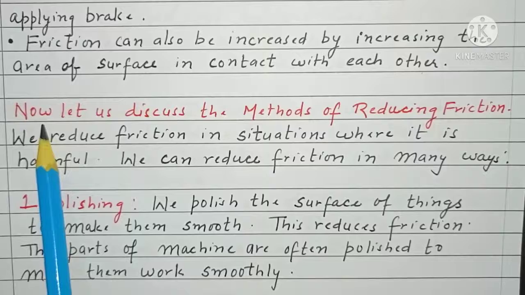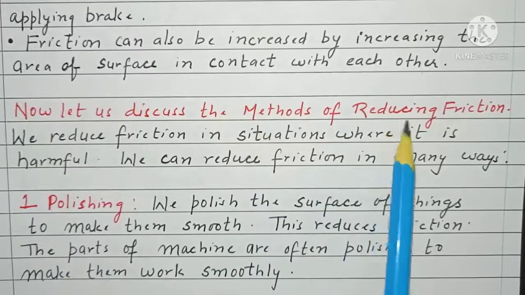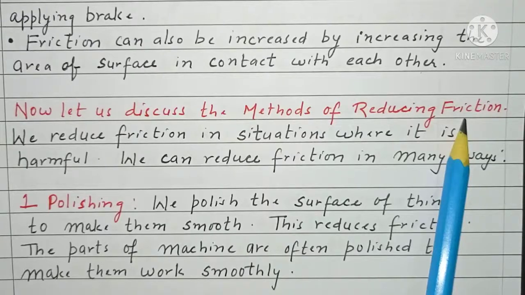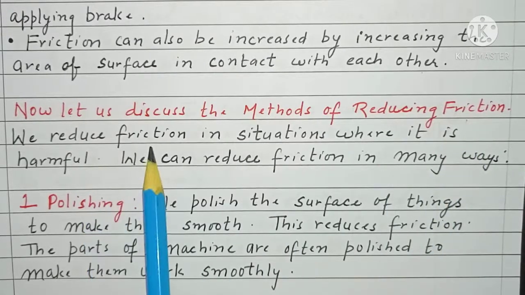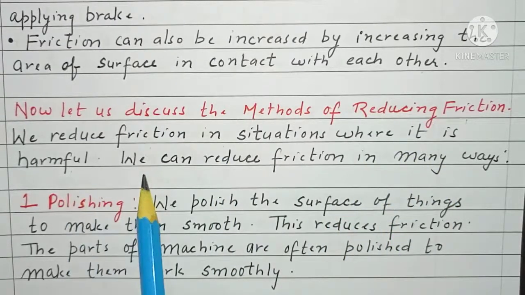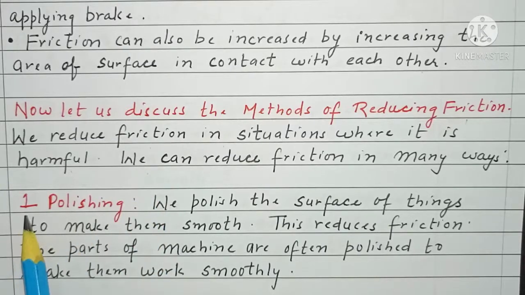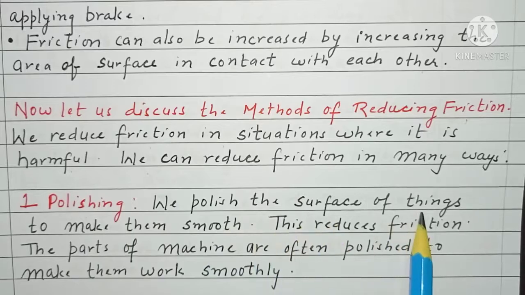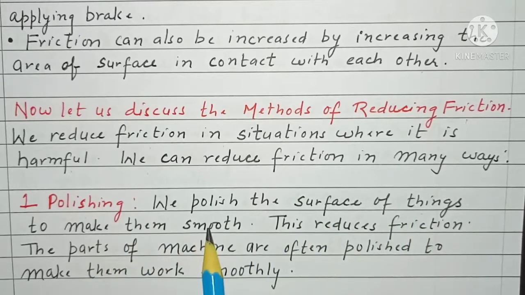Now, coming to the methods of reducing friction, that is, in order to decrease the friction. We reduce friction in situations where it is harmful. How can we reduce friction? The first way is by polishing. We polish the surface of things to make them smooth. This reduces friction. The parts of machines are often polished to make them work smoothly.